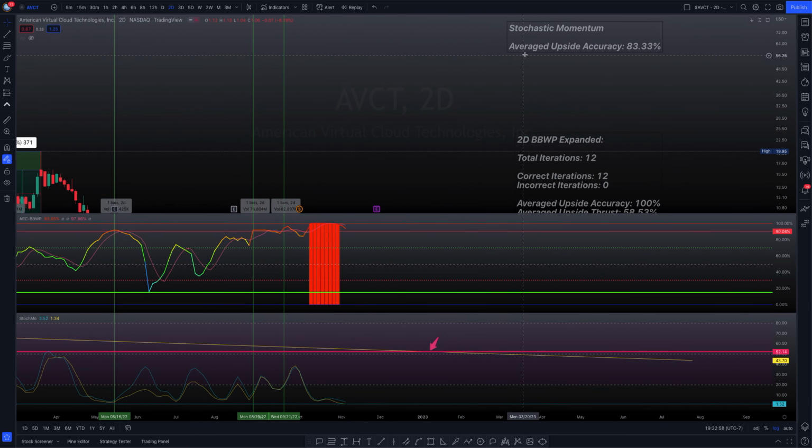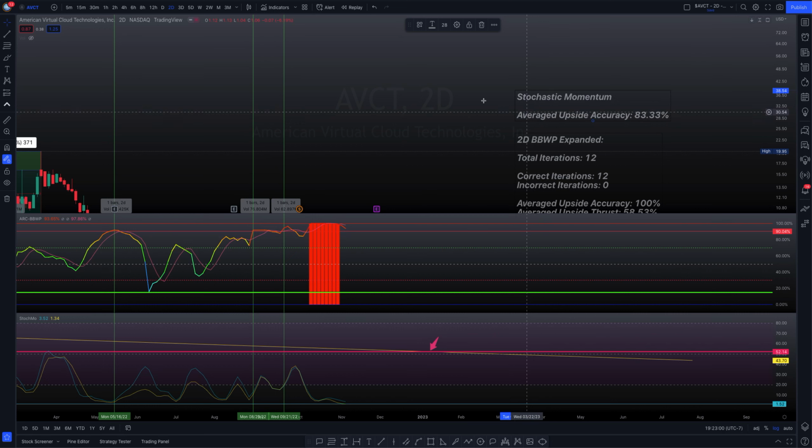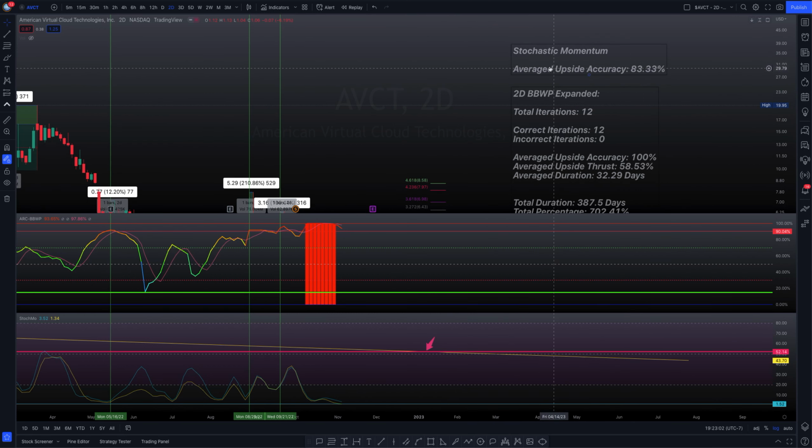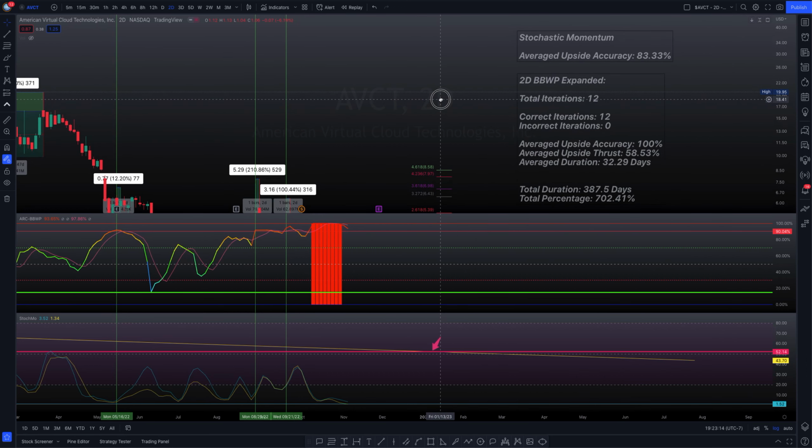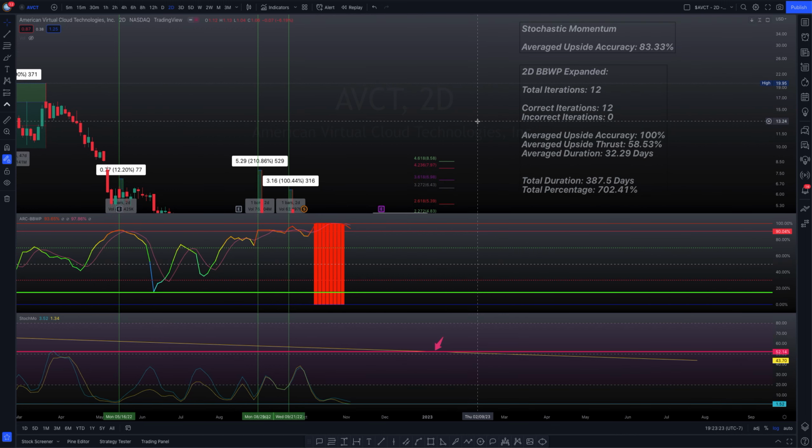So first of all, the stochastic momentum oscillator showed us that it has an averaged upside accuracy of 83.33% in guessing the move to the upside correctly. This is due to 12 total iterations, and 10 of them were correct to the upside. It's not perfect, but it is pretty good. Now, please remember that these are statistical metrics and they're not certainty. So whatever I do say here, you guys, please consider with a grain of salt.